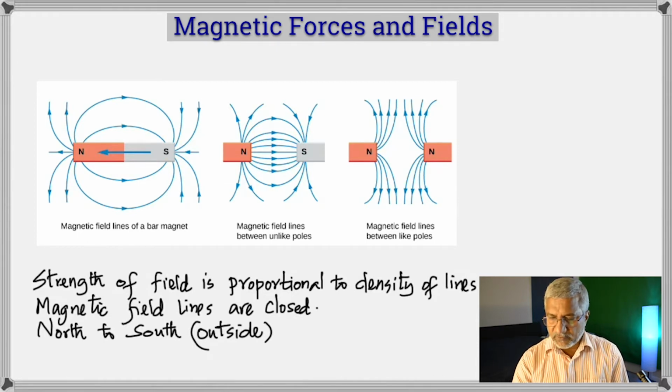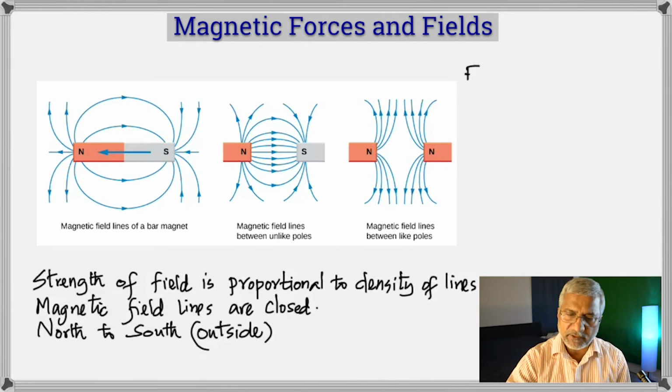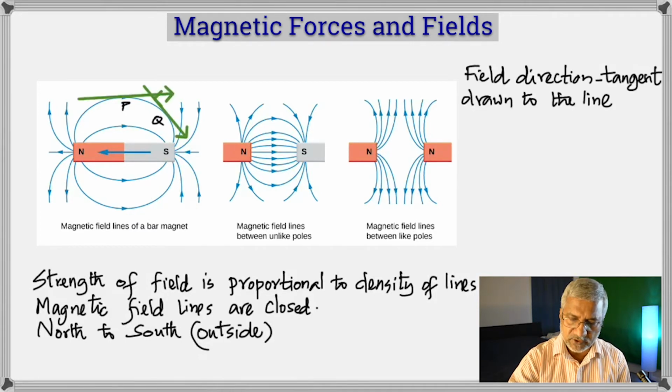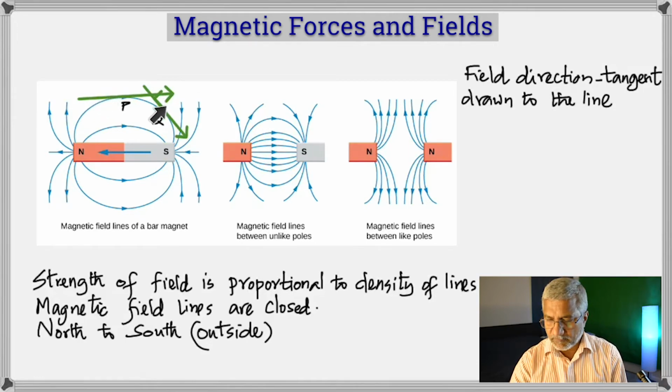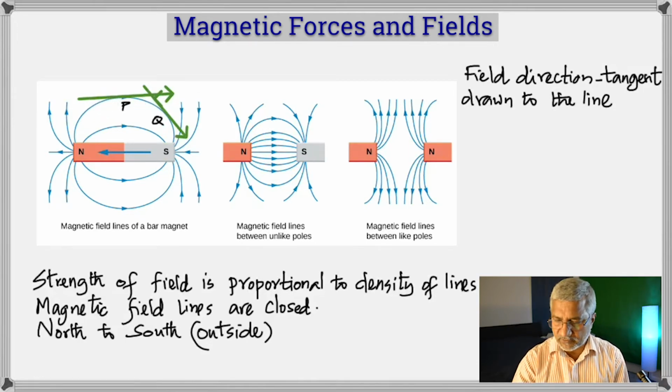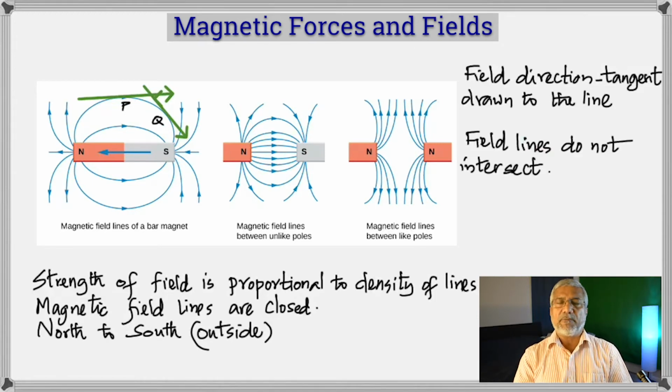Okay. I told you that the field direction is the tangent drawn to that line, and I've actually shown it to you now. See, that's the direction at that point. And at this point, this is the direction. It's along the tangent drawn. Moving on, field lines do not intersect. I've also told you that. Oh, this is a very important situation.